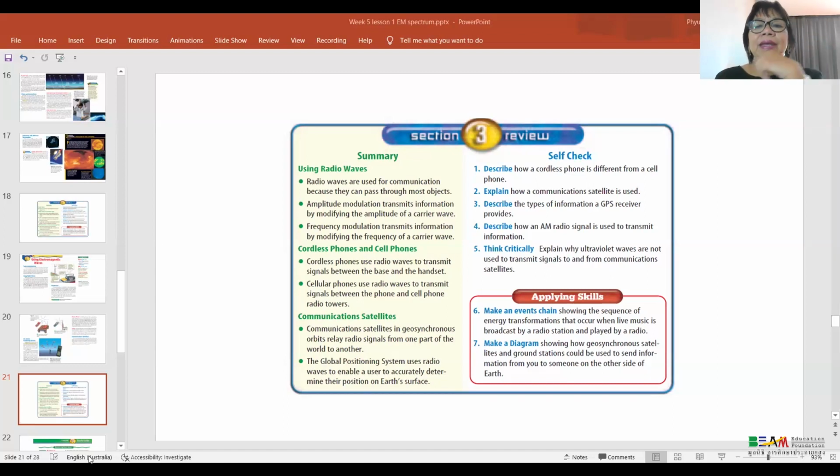How is a communication satellite used? A communication satellite uses radio waves to enable a user to accurately determine their position on Earth's surface by using GPS.